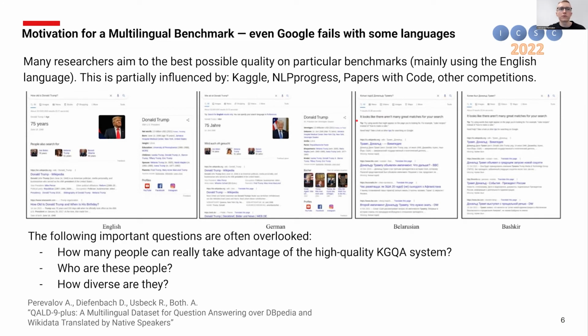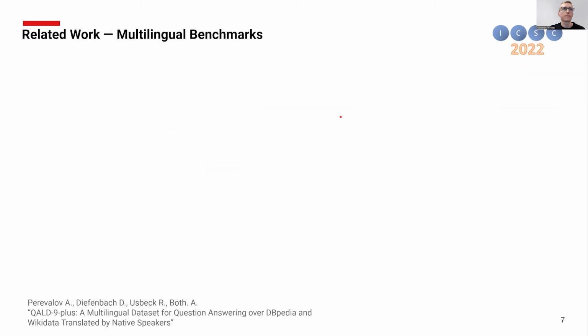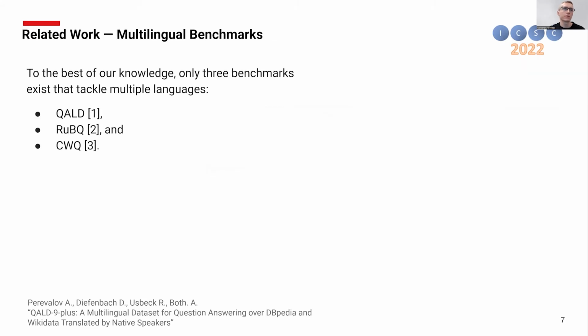Of course, the following important questions are often overlooked in the process of developing question answering systems. How many people can really take advantage of high quality KGQA systems? Who are these people? How diverse are they? For example, are they living on one particular continent or not? And so on. We were capable of finding only 3 multilingual KGQA benchmarks.